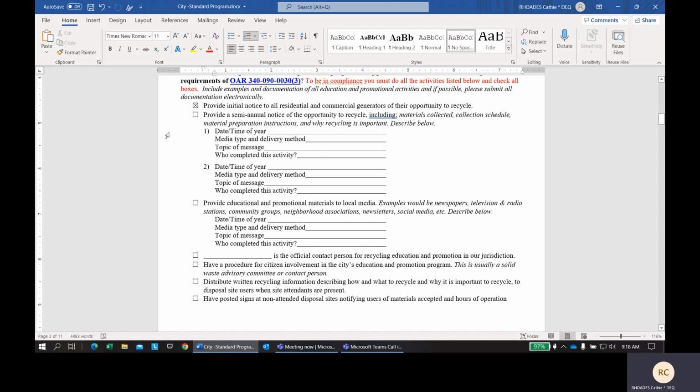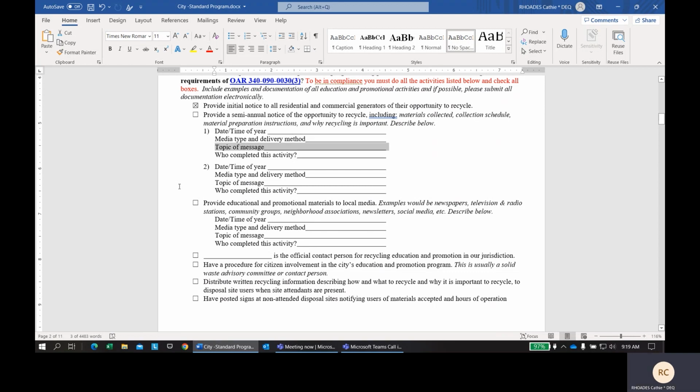For date and time of year, you could just include the first quarter or the last quarter of the year. It doesn't have to be a specific date. For media and type of delivery method, this could be things such as a city or service provider's newsletter, or information on the web page, or a brochure that you might send to every customer every year.